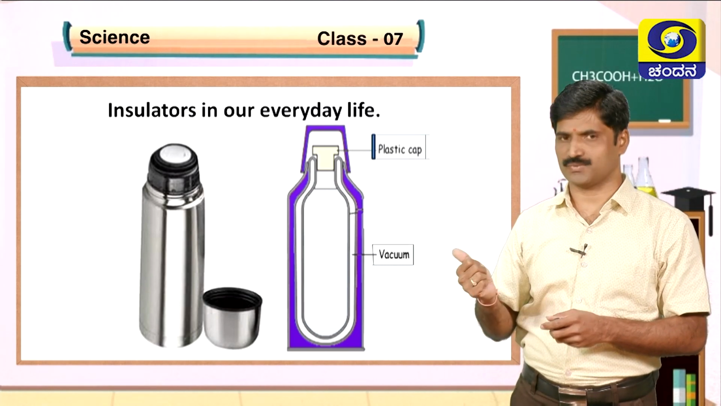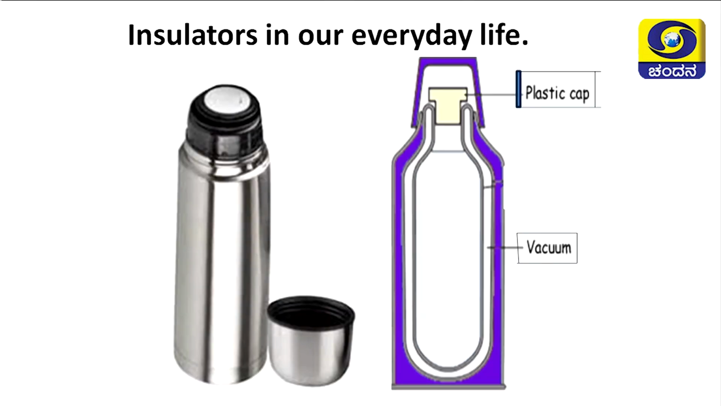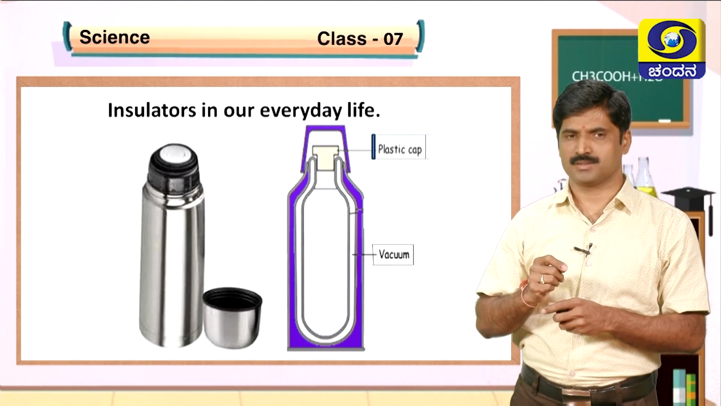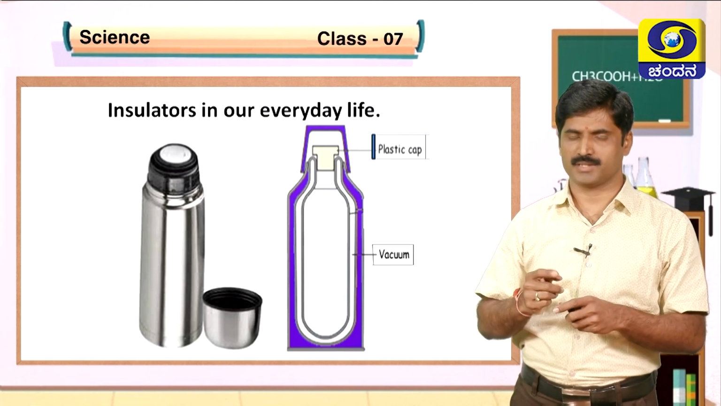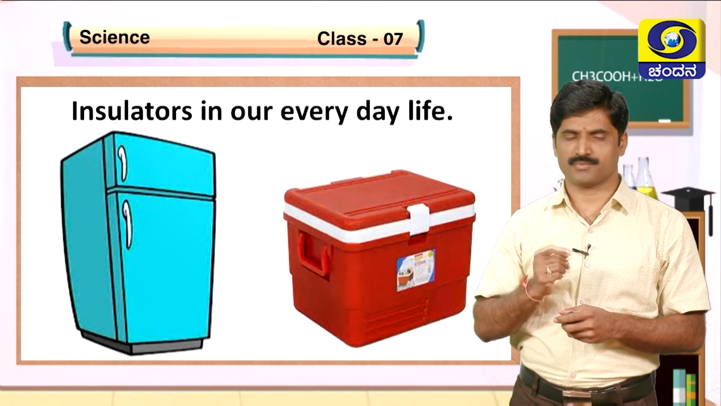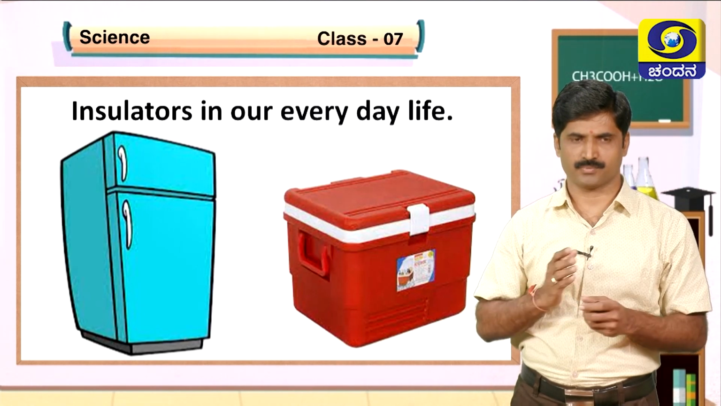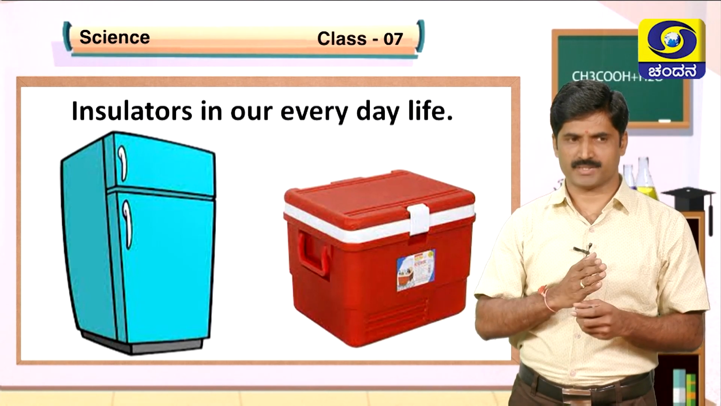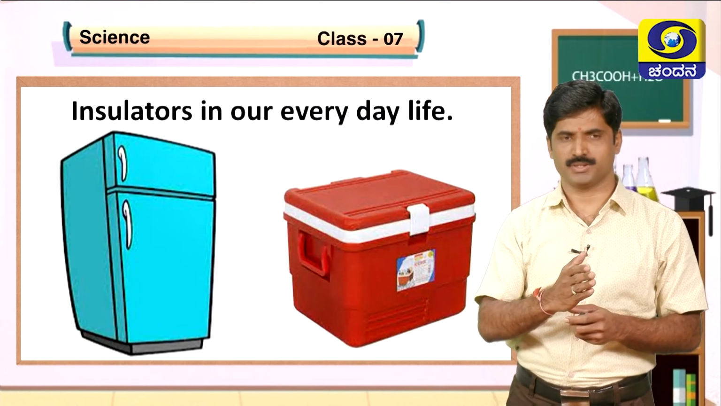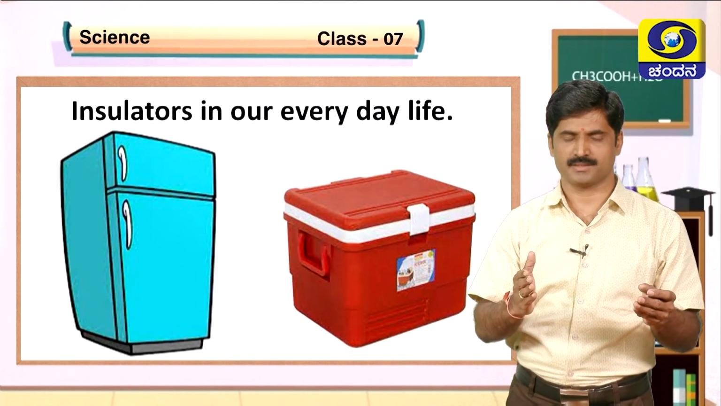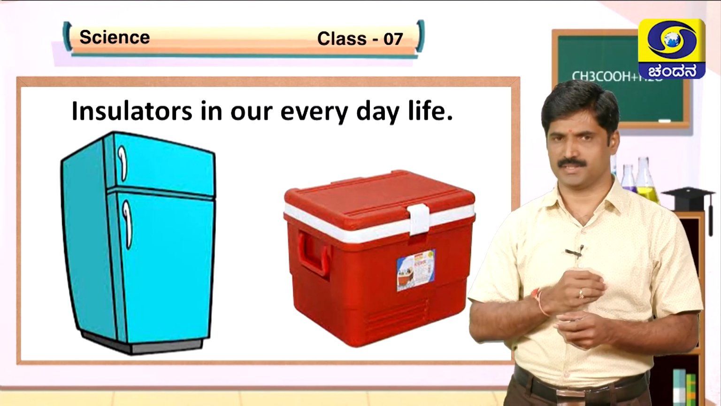This is a thermos flask. The plastic cap and the vacuum act as insulator and it prevents the exchange of heat or getting cold. This is a refrigerator. The body of the refrigerator is made of insulating material. So, it prevents the entering of the heat into the refrigerator. This helps to maintain a certain temperature inside the refrigerator.